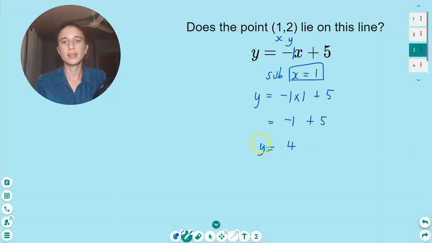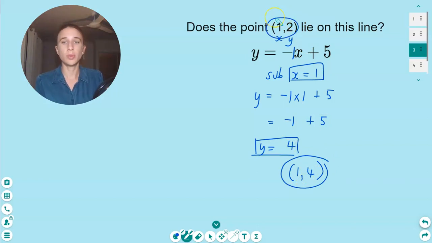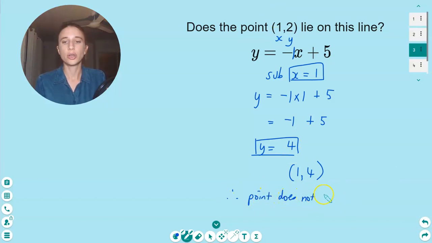So let's write this as a pair of coordinates. 1, 4. Is that the same as what we started with? No. So therefore, point does not lie on line.